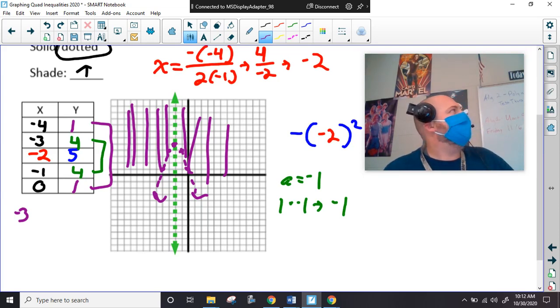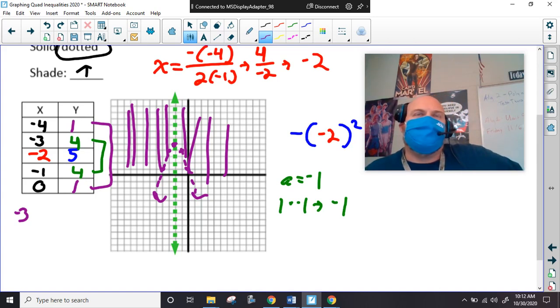Okay. And since you're not really going to have to physically graph, you just got to know the characteristics of the graph. That's the same concept.